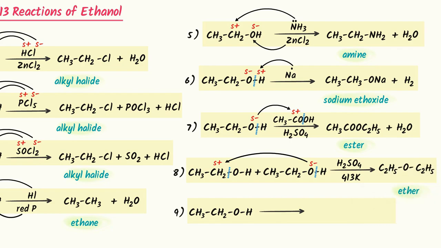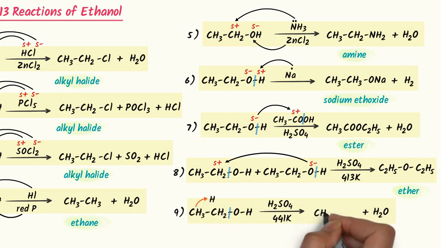For the ninth reaction, I turn the heat up to 443 Kelvin. Here, sulfuric acid acts as a dehydrating agent. I mean, it removes water from ethanol, due to which a pi bond forms between the two carbons. To sum up, at high temperature, ethanol becomes ethene.